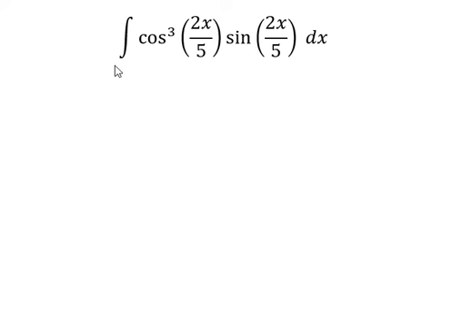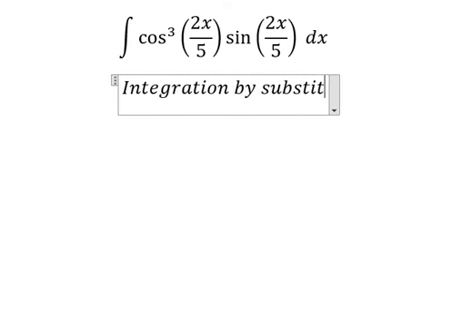The topic today is about integration. Now I will show you how to answer. We need to use integration by substitution.